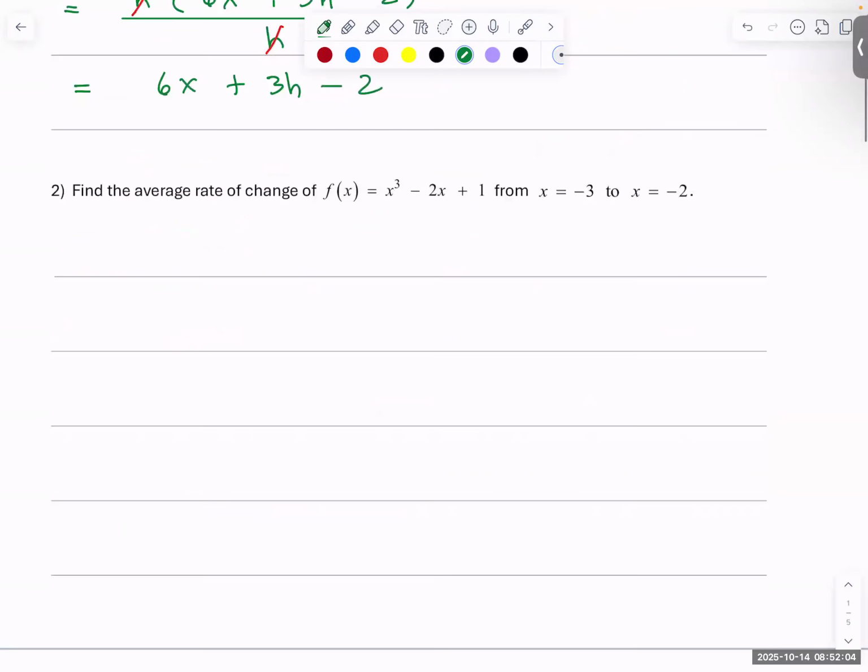If there's time, we'll come back to number 2, but definitely study how to find the average rate of change of a function. And definitely know the average rate of change is f of b, or the function evaluated at b, subtract the function evaluated at a, divided by b minus a. A is negative 3, and b is negative 2.